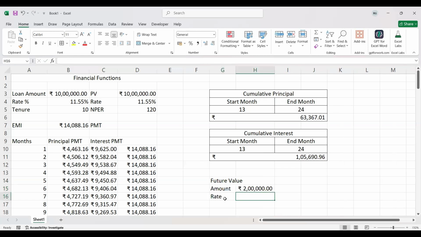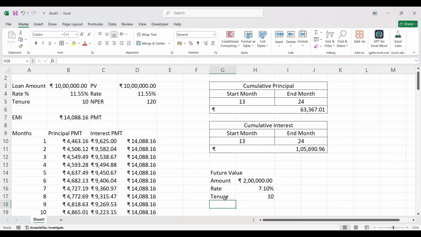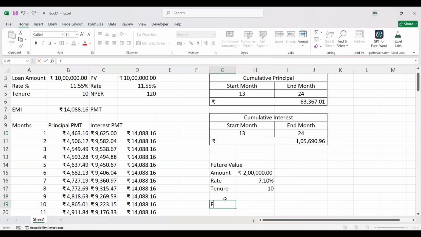Rate which they are providing is 7%, 7.1%, let's take. And for how much time are we keeping it over there? For 10 years. So let's get the FV over here. So it is equal to FV, rate. Now it depends when they are providing you the interest. Is it monthly? Is it half yearly, quarterly, or maybe after every year? So I'll say that after every year I am getting.